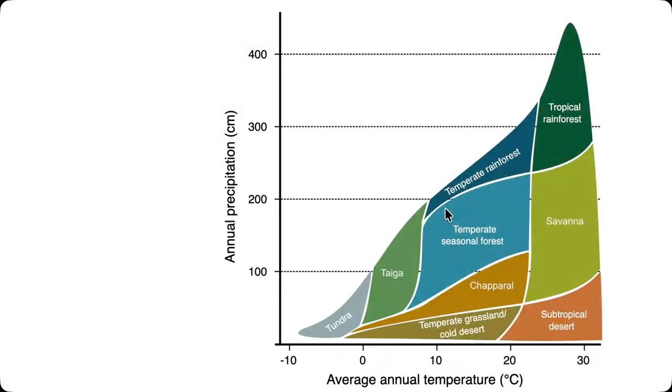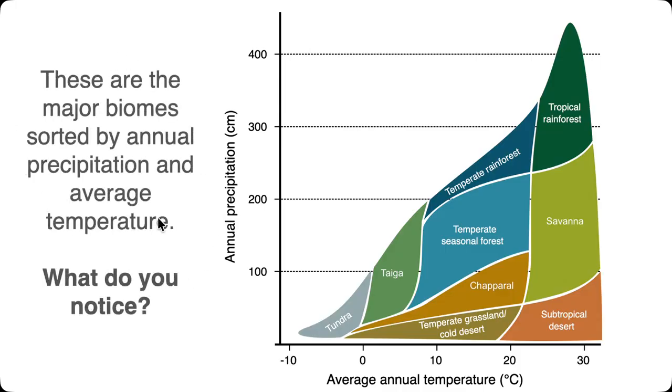So here is a wonderful diagram that shows the annual precipitation of an area in centimeters and the average annual temperature in degrees Celsius here at the bottom. These are all of the major biomes, sorted by annual precipitation and average temperature. So what do we notice here? You have this diagram in your notes. Please label it, and it would probably be helpful if you color code them in some way so that they're different and you can tell what they are.